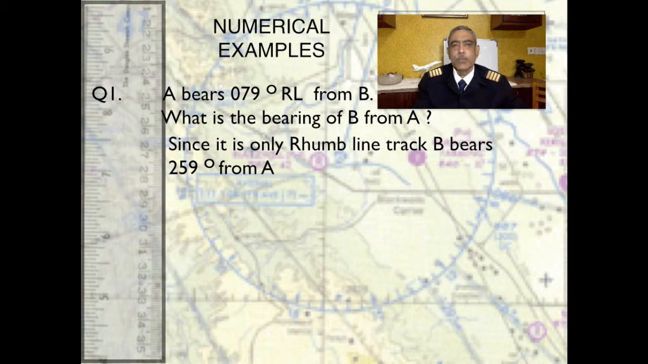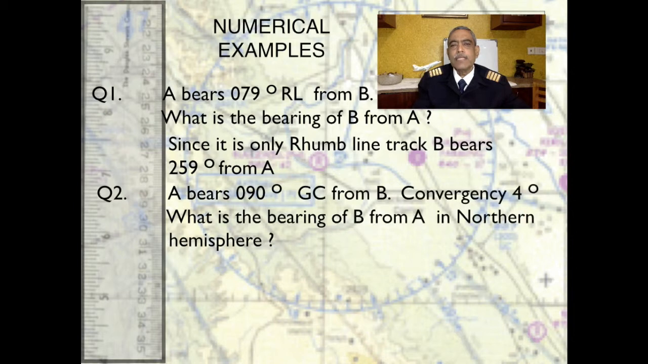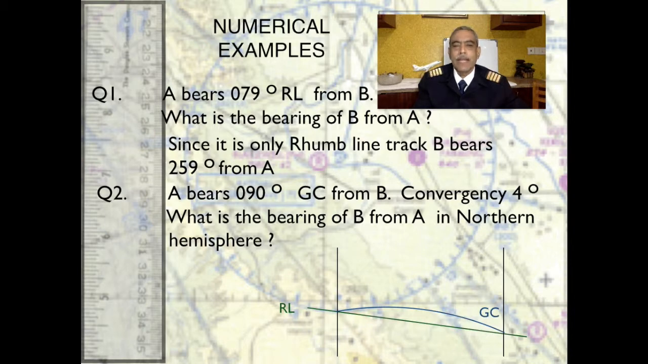Let's get on to question 2. A bears 090 great circle from B. Convergency is 4 degrees. What is the bearing of B from A in the northern hemisphere? Now I have tried to make a picture, but this time it's a chart. Therefore, the Rhumb line is depicted as a straight line and the great circle track is curved towards the northern side because it's in the northern hemisphere. This is one thing which we need to visualize more carefully. So let us go on to solving the problem.